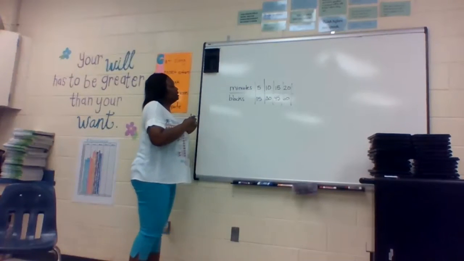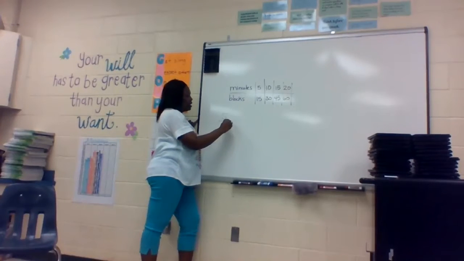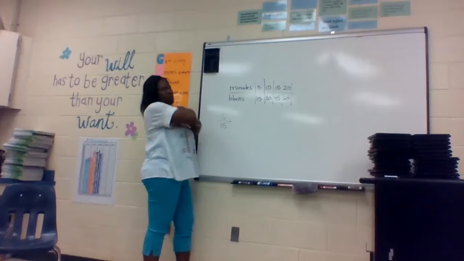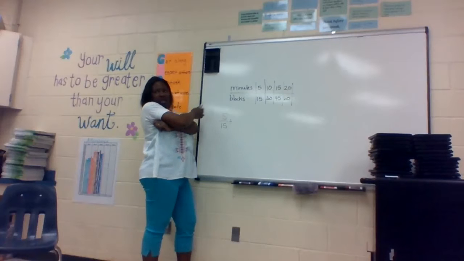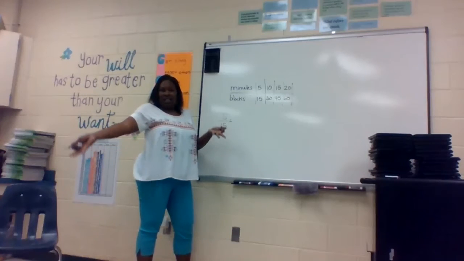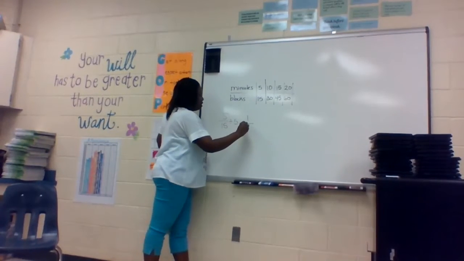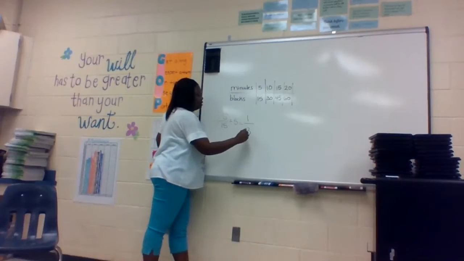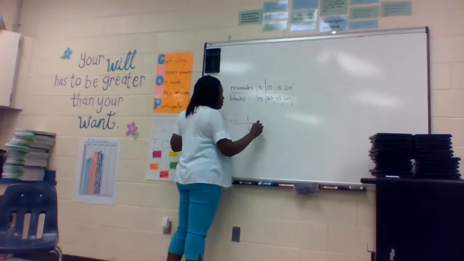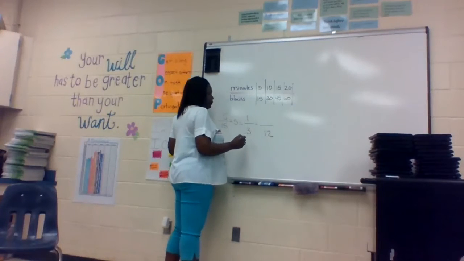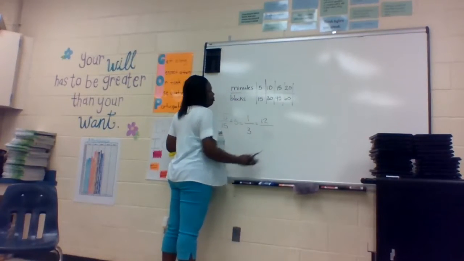All right, so let's do this. Let's reduce 5 and 15. What can go into 5 and 15? 5. So 1 minute gives us how many blocks? 3 blocks. So if we can go 3 blocks in 1 minute, how many blocks can we go in 12 minutes? 36. Okay.